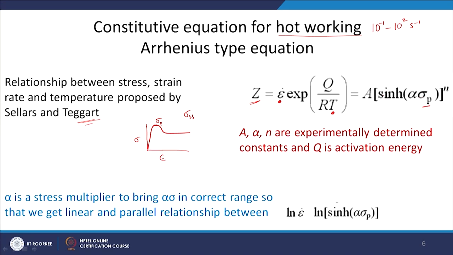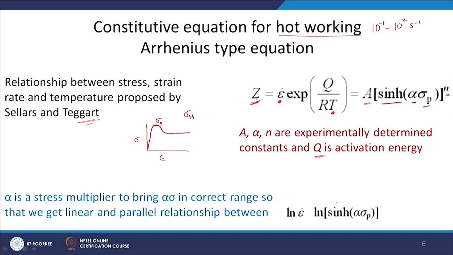This stress is related with the Zener-Hollomon parameter by this sine hyperbolic equation. This is a very general equation, a sine hyperbolic equation, to relate the stress with the Zener-Hollomon parameter. Of course, there are a couple of constants here, alpha, A and stress exponent n. So, A, alpha, n are experimentally determined constants, and Q is also determined experimentally, and it is the activation energy. Alpha is called a stress multiplier, because you can see it is multiplied with the stress.